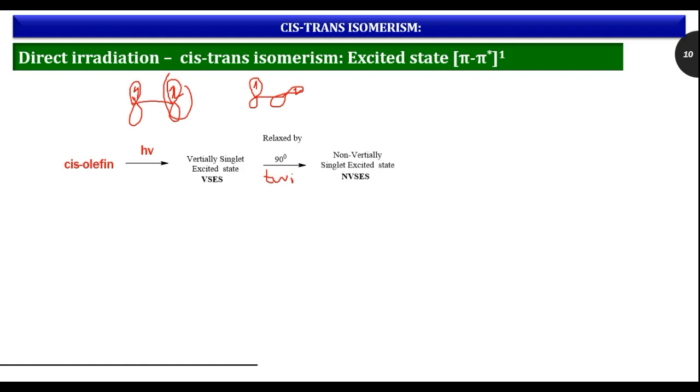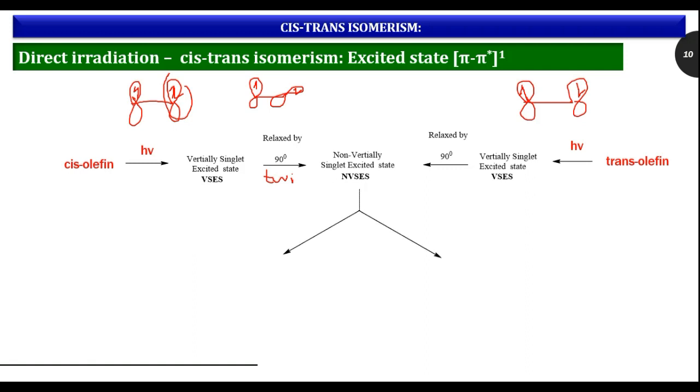The same reaction can also start with the trans olefin. Irradiation is going to form the vertical singlet excited state. The same thing: these are the p orbitals. Singlet excited state means one electron has a positive spin, another has a negative spin. Again it is relaxed by 90 degrees twisting, so it forms the non-vertical singlet excited state. So friends, the non-vertical singlet excited state relaxes and partitions into cis-trans isomers.